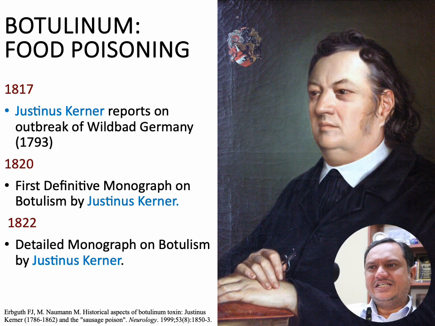Now, the first detailed description of what exactly this disease is comes from the remarkable work of Justinus Kerner. He wrote a report on an outbreak of botulinum food poisoning in Wildbad, Germany in 1793. In 1817, he published his report. In 1820, he wrote a definitive monograph on botulism. In 1822, he expanded it to a detailed monograph on botulism that provided most of the insights about botulism that we have had since then.